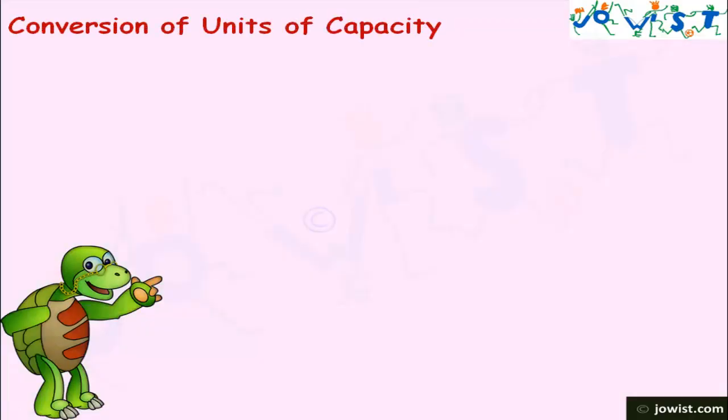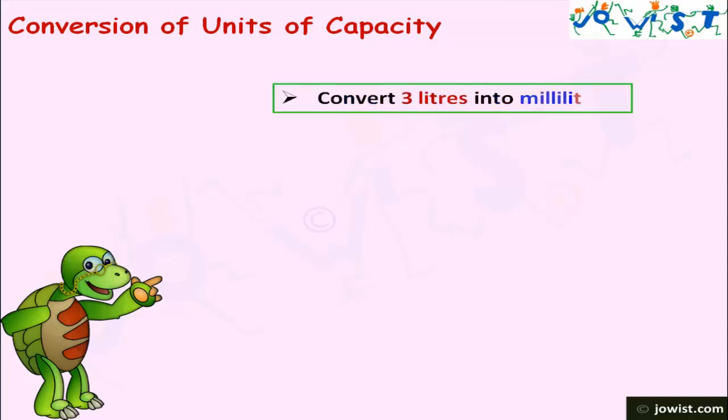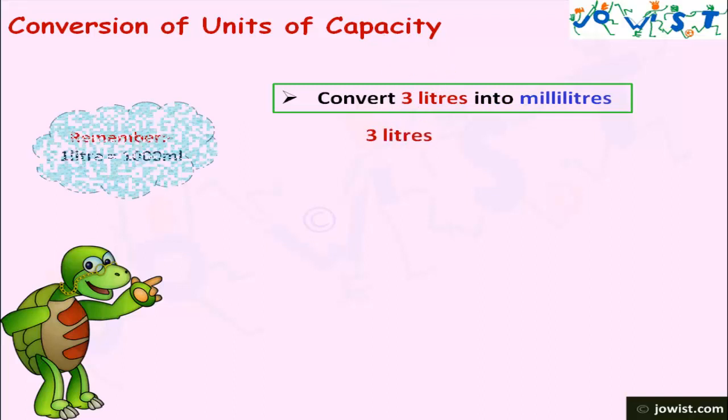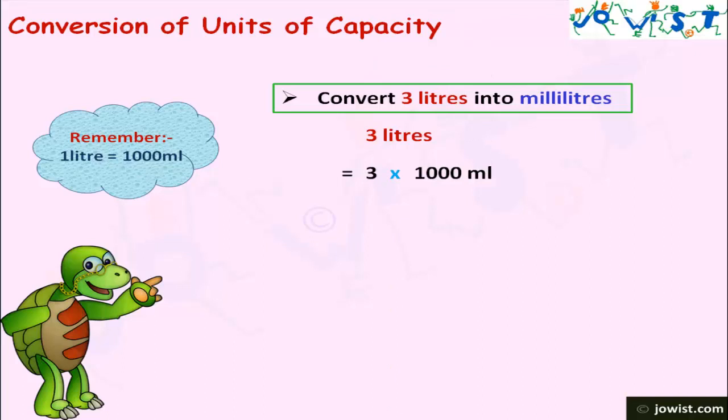Conversion of units of capacity. Let's convert 3 liters into milliliters. By now we know 1 liter is equal to 1000 milliliters. In order to convert 3 liters into milliliters, we need to multiply 3 by 1000. This will change liters into milliliters. Therefore, 3 liters is equal to 3000 milliliters.